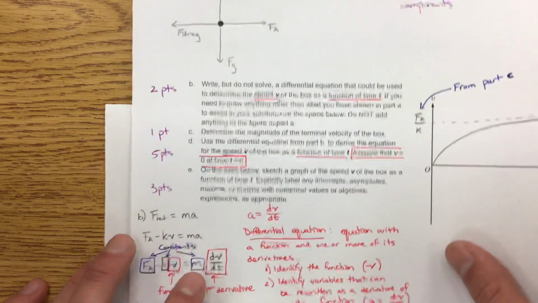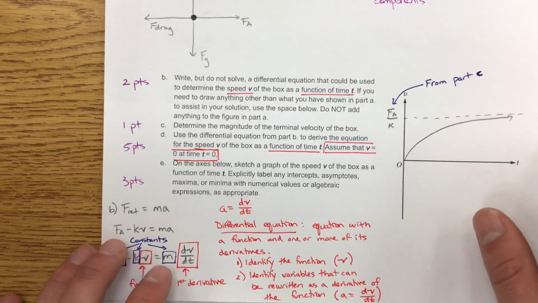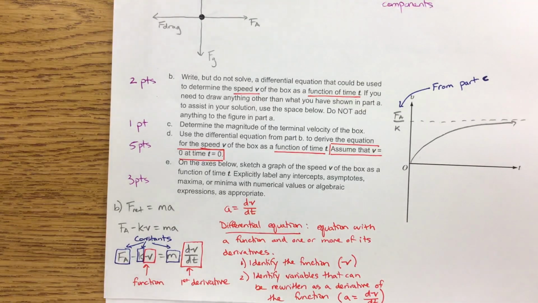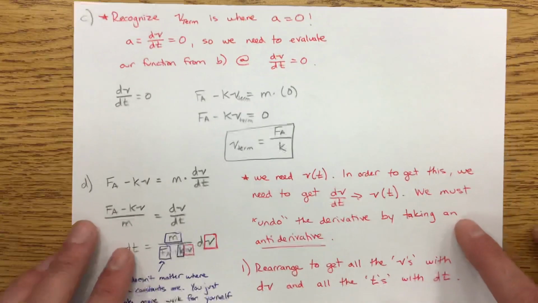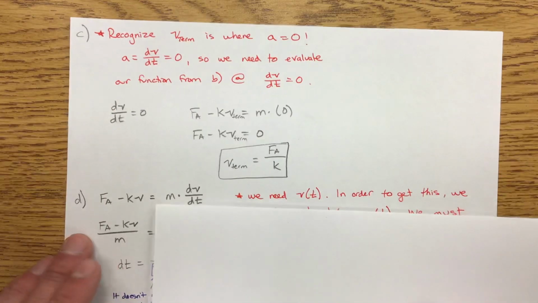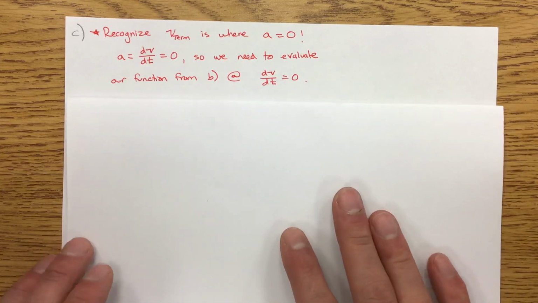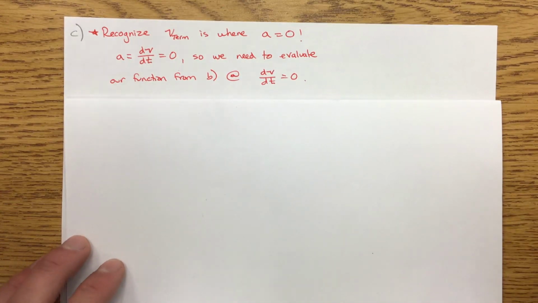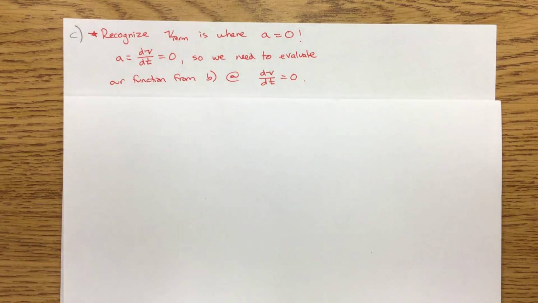Now, part C says determine the magnitude of the terminal velocity of the box. All right, so the terminal velocity of the box. Here's what we need to recognize there. We have to recognize that the terminal velocity is where the acceleration is equal to 0. All right? What this means is that acceleration is equal to 0, so dv/dt is equal to 0. So we have to evaluate that equation that we just wrote from B at dv/dt equals 0.